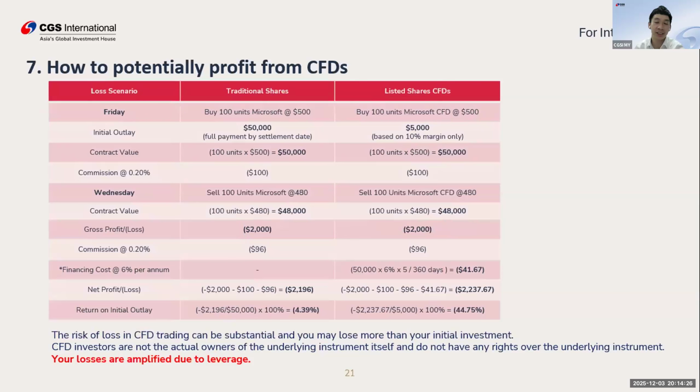Okay, so this is a table comparison on the loss scenario. Okay, so using the same numbers from previously, this time we make the Microsoft shares drop by $20. You enter a long position at 500 and it drops by $20 to 480. So we can see that the return on initial outlay will be negative 4.39%, whereas the return for the CFD is negative 44%.